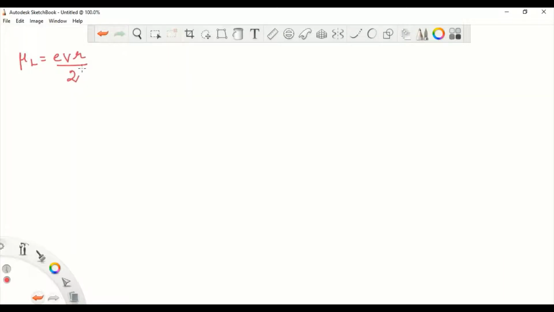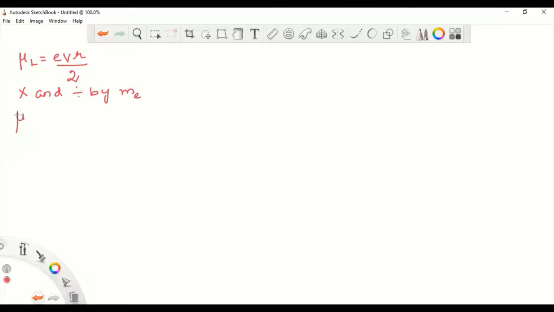The direction of this magnetic moment is into the plane of the paper. This follows the right hand rule, because the negatively charged electron moves anti-clockwise, which leads to a clockwise current. Now we are going to multiply and divide this equation by me, that is the mass of the electron.